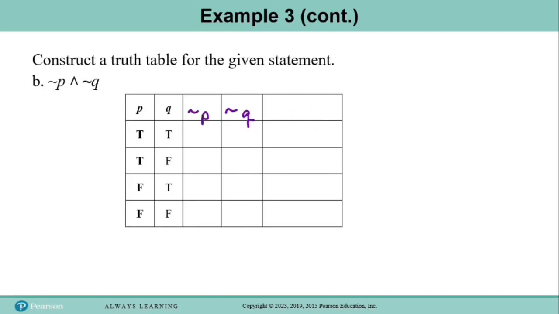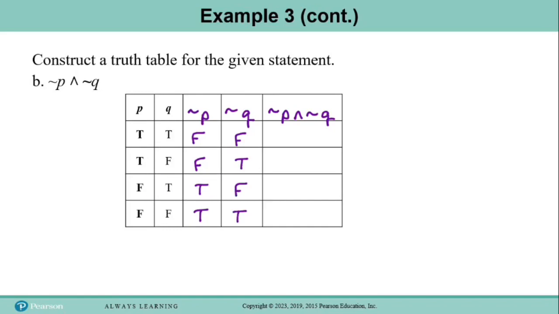And then our last column heading will be not P and not Q. Okay, we already know that not P has all the opposite values of statement P. So where statement P is true, not P is false. Where statement P is false, not P is true. And then for not Q, it's the opposite of all the values in statement Q. So where statement Q is true, not Q is false. Where statement Q is false, not Q is true.